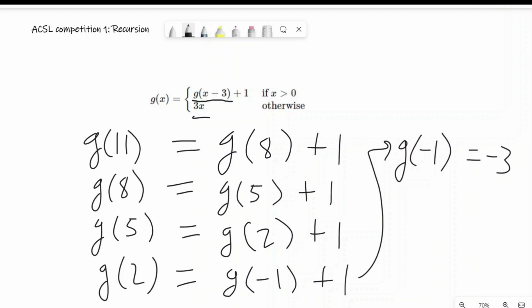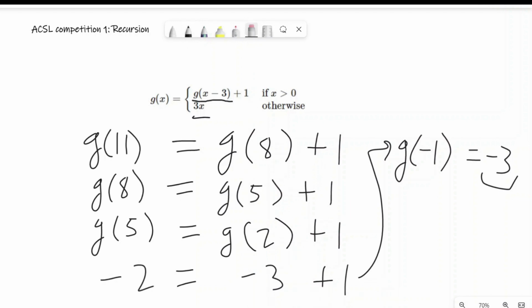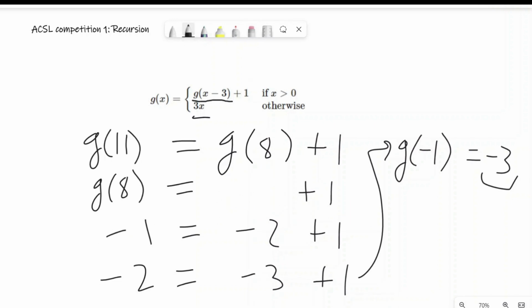So now we just have to substitute this negative 3 back into all the other functions until we get our answer. We know that g of negative 1 equals negative 3, so we can replace this here with a negative 3. And now negative 3 plus 1 would give us negative 2. So now we know that g of 2 equals negative 2. And then we keep going up the ladder. So this would be negative 2. That would make this negative 1. This would be negative 1. So it would make this 0.